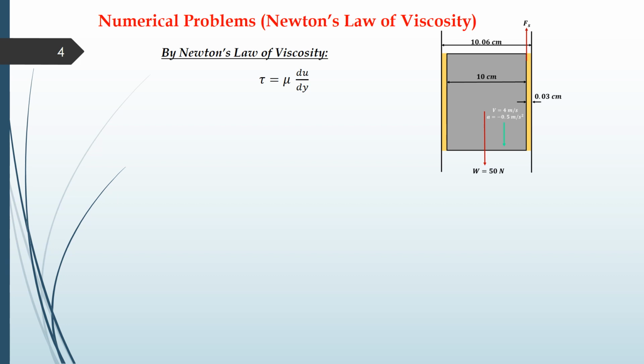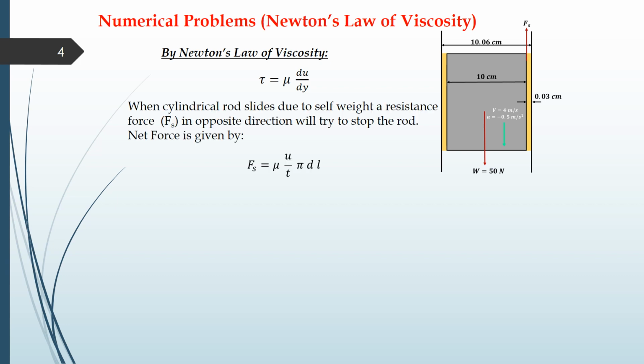So in the first part, by using Newton's law of viscosity, you know that tau is equal to mu du by dy. If I write this tau in terms of the force, the force will be given by mu u by y, and since tau is equal to F by A, A will be the area, which will be the lateral surface area of the cylindrical rod, because here you can see it is a two-dimensional figure, but it is certainly a three-dimensional rod. You know that the diameter is 10 centimeters, so the lateral area of this rod is pi d l.